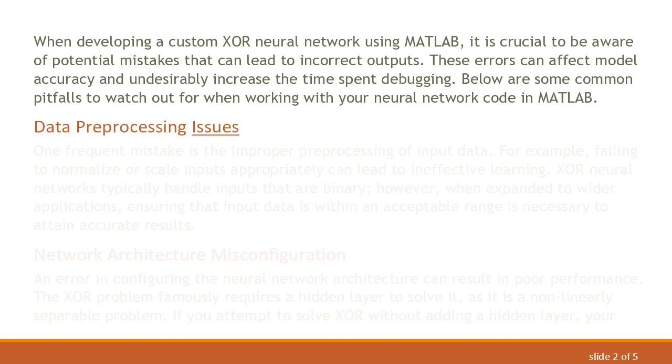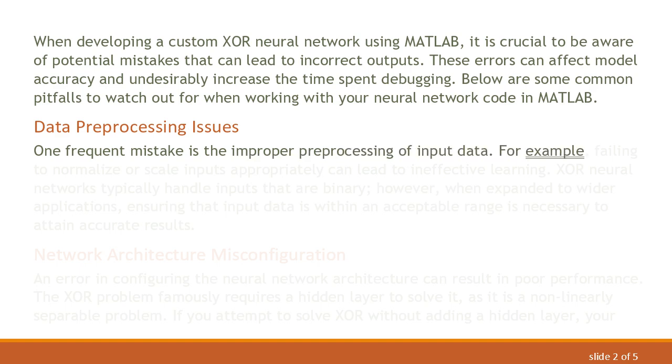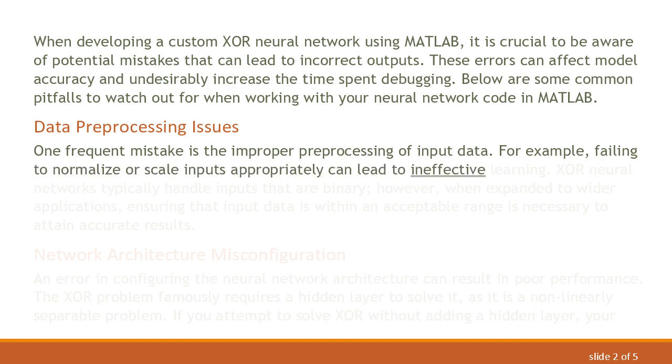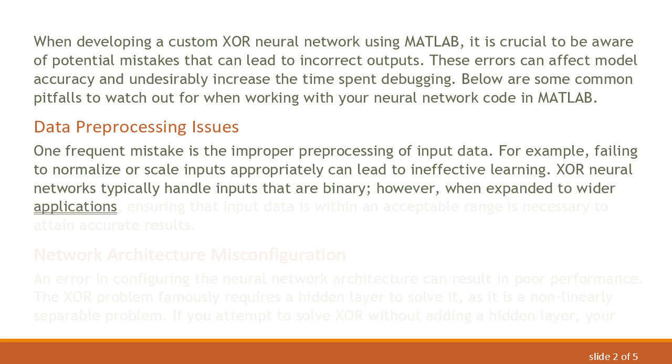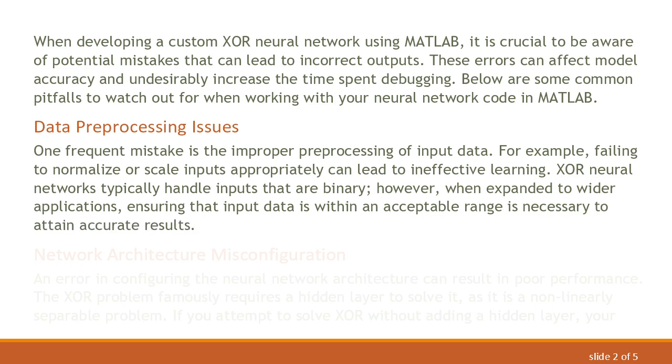Data preprocessing issues. One frequent mistake is the improper preprocessing of input data. For example, failing to normalize or scale inputs appropriately can lead to ineffective learning. XOR neural networks typically handle inputs that are binary, however, when expanded to wider applications, ensuring that input data is within an acceptable range is necessary to attain accurate results.